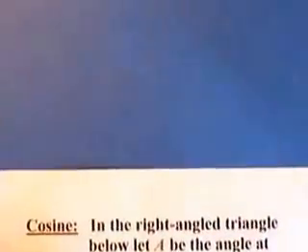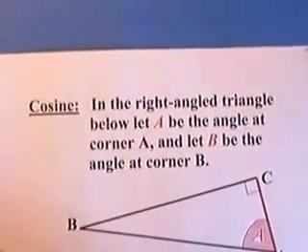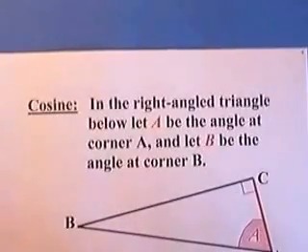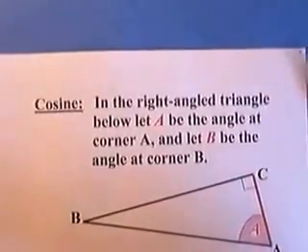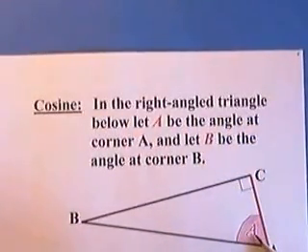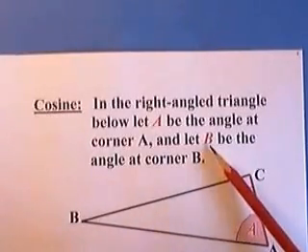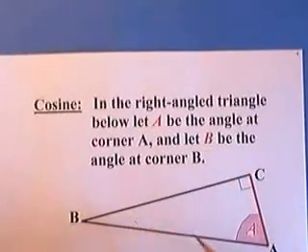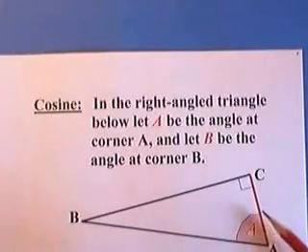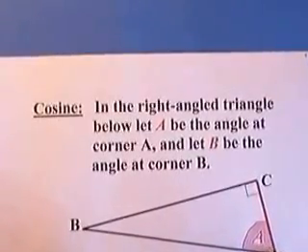Okay, now let's look at how cosine is defined. Okay, let's get it in position. There we are. Okay, now cosine is slightly different. Let's see how. In the right angle triangle below, let A be the angle at the corner A, and let B be the angle at corner B. Now I haven't put B on this diagram because I've drawn a separate diagram, which you'll see in a second. But let's just concentrate our attention on the angle here, A. Well, how is the cosine of this angle defined?